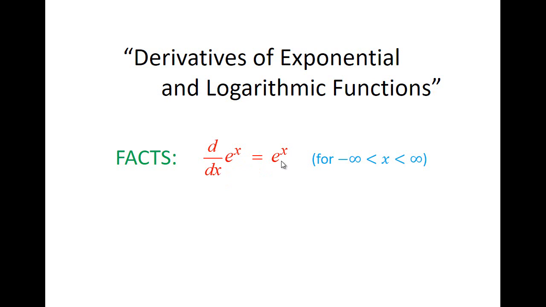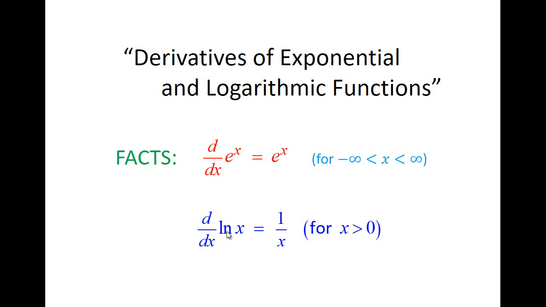And it turns out that this is a very special function in the sense that this is the only non-zero function whose derivative is itself. That is, the rate of the function is equal to the function itself. And the second fact is that the derivative of ln of x is 1 over x for any positive x. So ln of x is differentiable for any positive x, and its derivative is given by 1 over x.